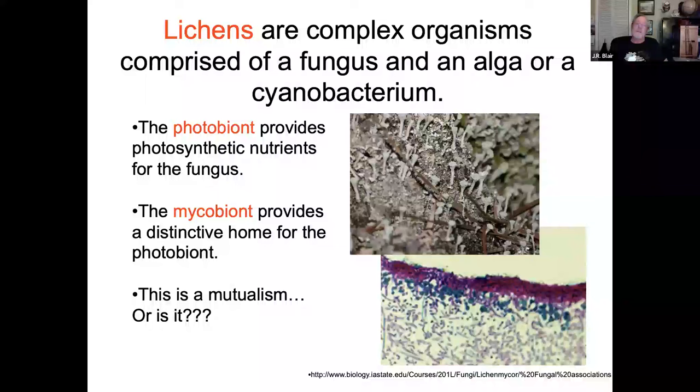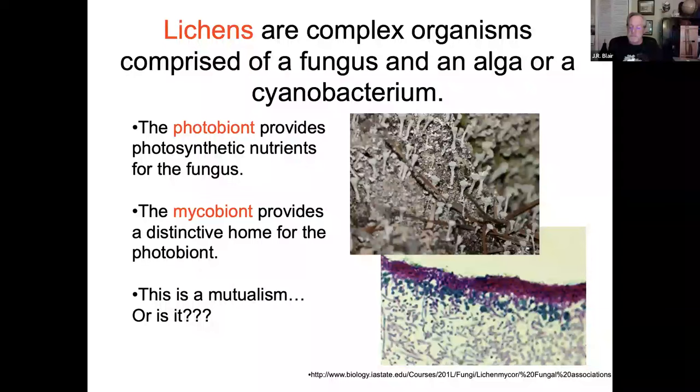This illustration down here is a micrograph that's been stained. The red and sort of pinkish structures, those are the hyphae of the fungus. And then the green blobs here, those are the masses of algae or cyanobacteria that are embedded in the fungal matrix of the lichen.